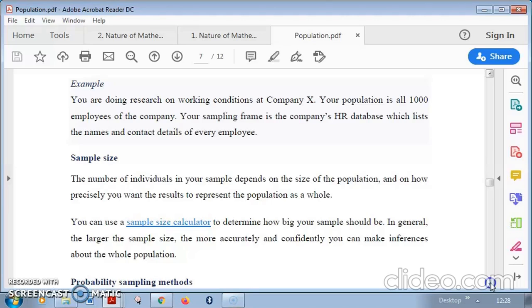Therefore, what is the ideal size of the sample? That is where the sample size calculator comes in. It calculates based on the population size.